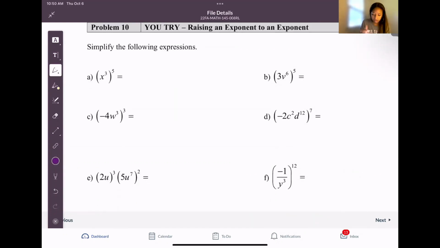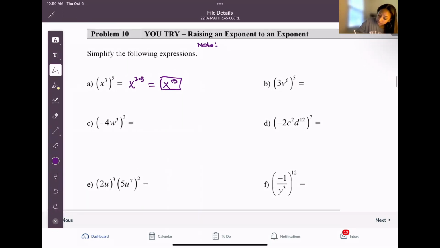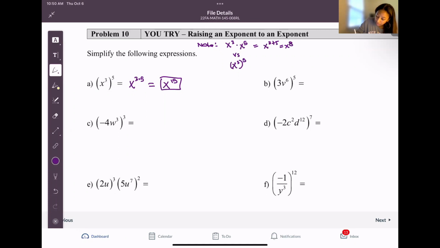Problem number 10, let's go with the first one. X to the third to the 5th power, that would be x to the 3 times 5, which is x to the 15th power. And just to be clear, note the difference between x to the third times x to the 5th versus x to the third to the 5th power. The top one, we use a multiplication property and we add the exponents. X to the 3 plus 5, that equals x to the 8th. Like I said, for the last one, this is x to the 3 times 5, which is x to the 15th. Don't mix these two up.